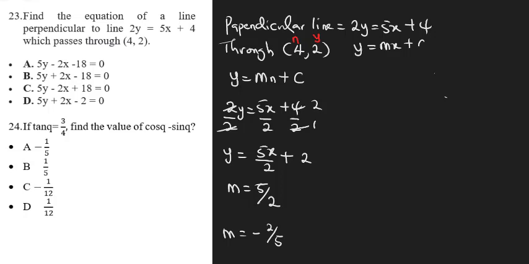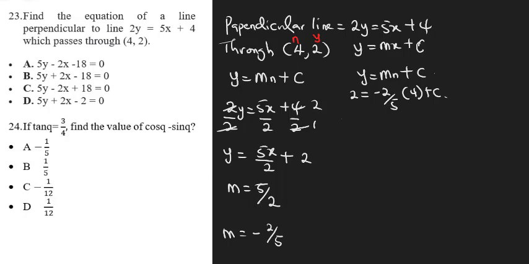So now we're going to substitute so that we will get this c, because we have to get all we need in order to substitute it into this equation here. So to get this c, we'll use y equals mx plus c. What is our y? Our y is 2. So we're going to say 2 equals, what is our m? Our m is minus 2 over 5. What is our x? Our x is 4. So we have 4 plus c, right?